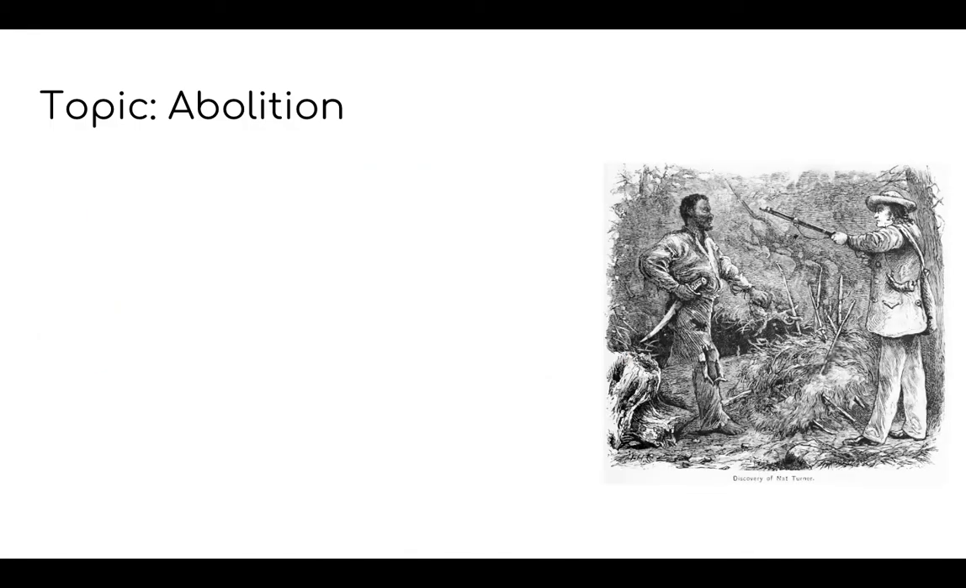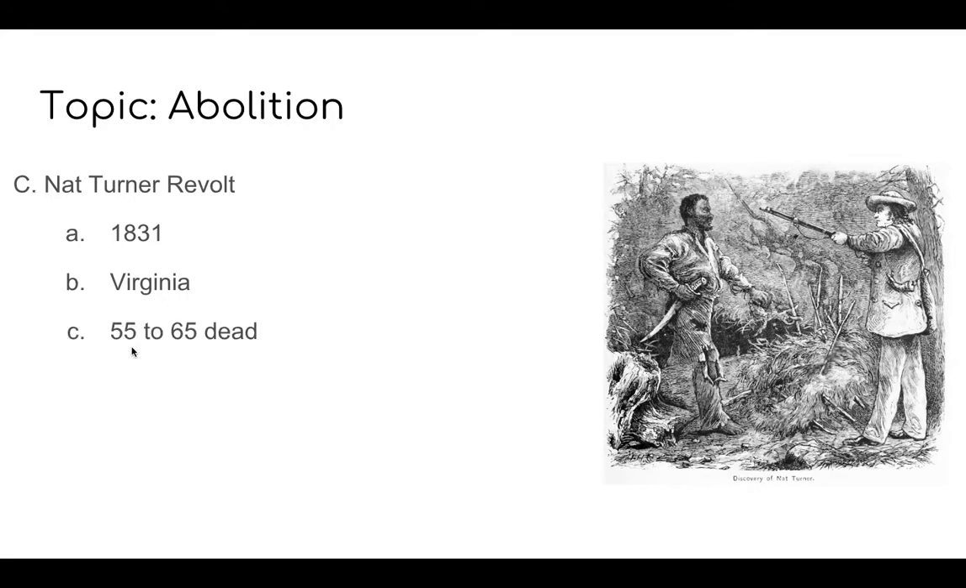All right. C is a very important event in American history, and it's called Nat Turner's Revolt or Nat Turner's Rebellion. This rebellion occurred in 1831. It was in the state of Virginia, and it resulted in the death of 55 to 65 people.